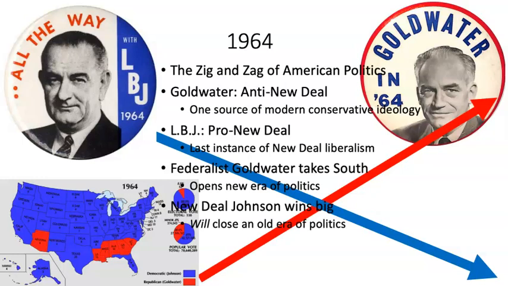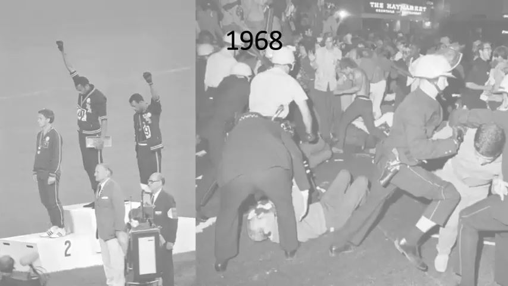So Johnson wins big, but it's the end of this era, right? We will see from Barry Goldwater's election loss in 64 to Reagan's victory in 1980, that is the ascendancy of modern conservatism. But at the same time, we see the Democratic Party in the New Deal, Great Society mold going down, right?